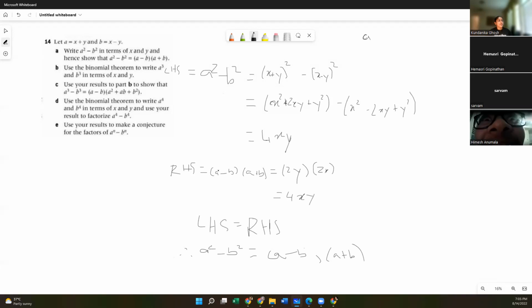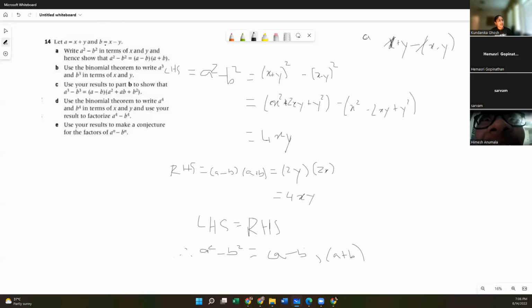Your right-hand side is a minus b into a plus b, which if you write in terms of x and y, you get x plus y minus x minus y. I'll write this out really quickly just so it's easier to see. X plus y minus x minus y, right? The minus x and positive x cancel out. You're left with plus y, and then minus and minus make positive. So you have 2y over here. You can see I wrote 2y.